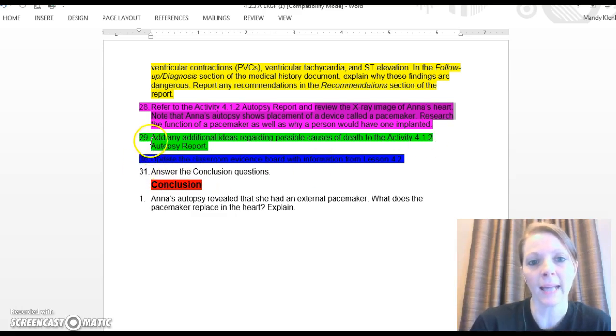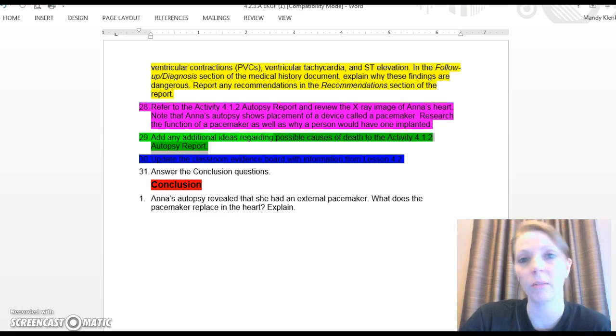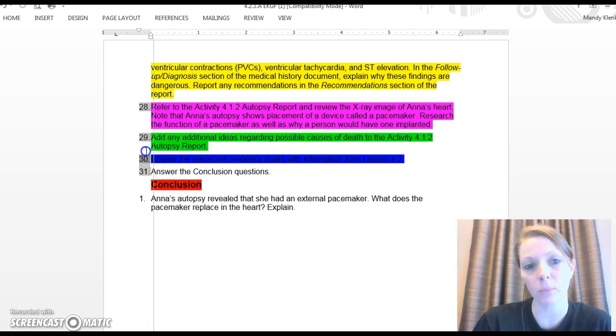Add any additional ideas regarding possible causes of death. Now that we've been investigating Anna and what's going on with her heart, is that possibly tied to how she died, going all the way back to the beginning of the year? And then I won't have you update the evidence board, but what I'm going to have you do is think about what you might want to put on the evidence board when I get back.